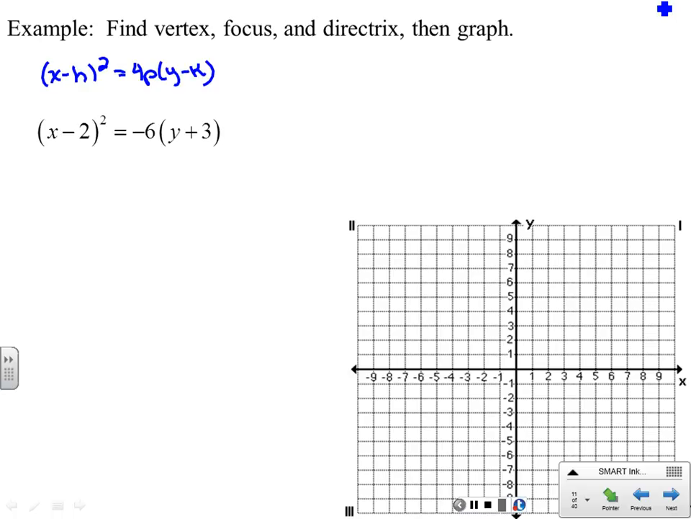Okay? So now, your vertex is (h, k), but it's opposite of what you see because of the minus signs in your formula on your formulas page. So your h is what? 2, and your k is what? -3. All right, the next thing we need to know is the focus. What do I need to know in order to know the focus? p. You got to know p. Tell me the equation to find p.